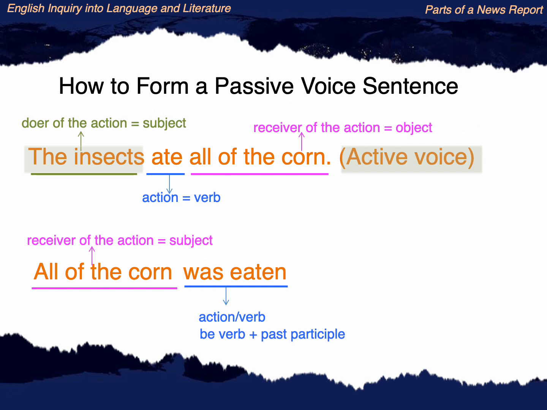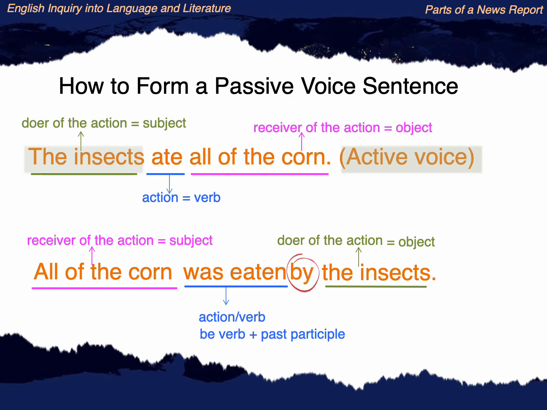Next. Now, the doer of the action here becomes the object, right? So what is the object here? Yes, the insects. The doer of the action becomes the object. And don't forget, something is missing here. Yes, the word by. Okay? The doer of the action is connected by the word by. Now, in passive voice, the receiver of the action becomes the subject because it's the important part of the sentence.